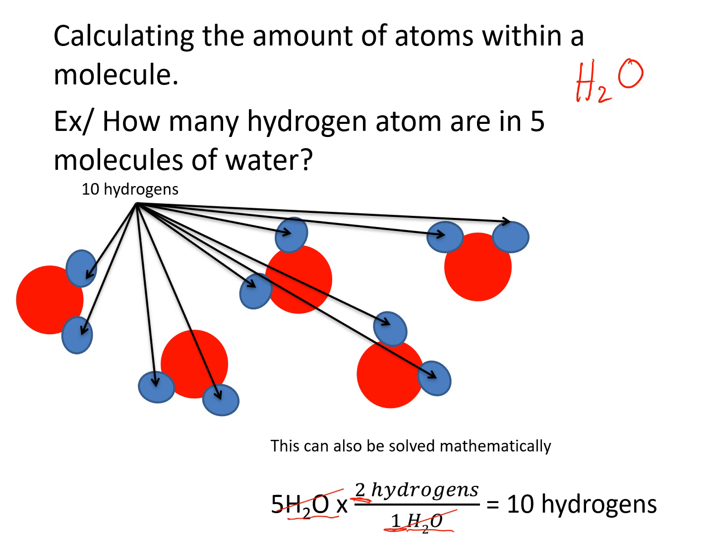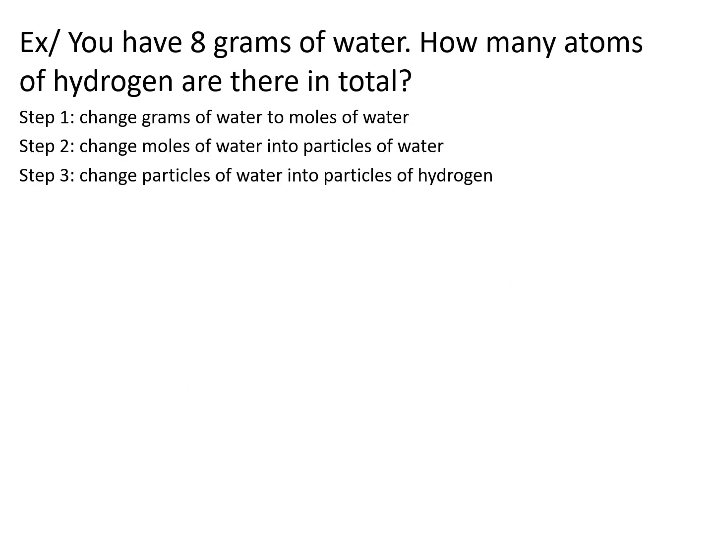Okay, now we didn't really need to do it mathematically when we're just given such a small number right here. But what happens if we're given larger numbers? And so we're going to have to start doing it mathematically. So now we have a question right here. It says you have 8 grams of water. How many hydrogen molecules, or how many atoms of hydrogen are there in total?